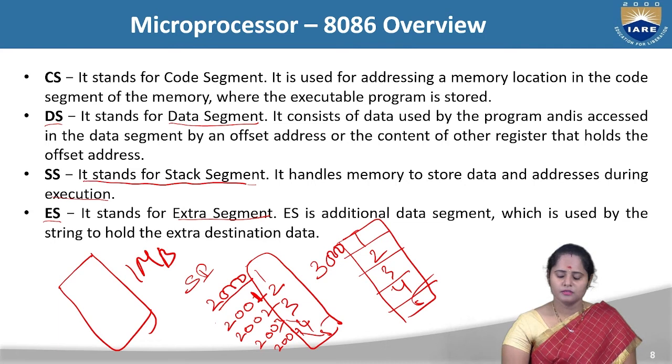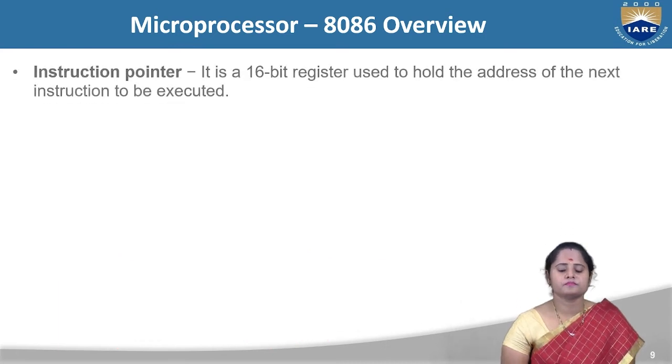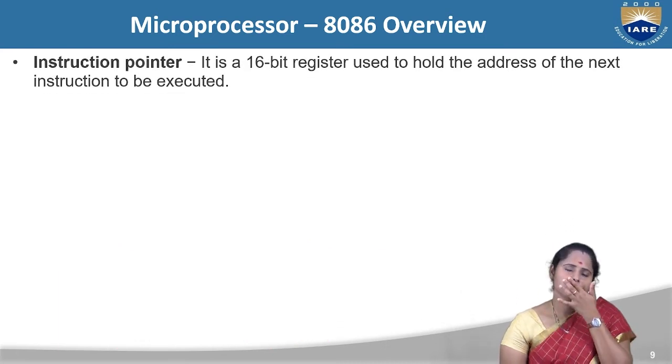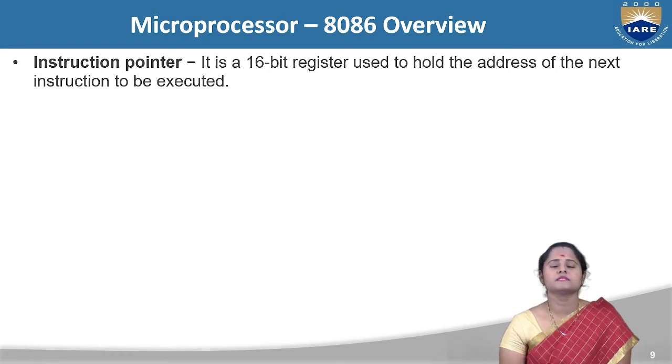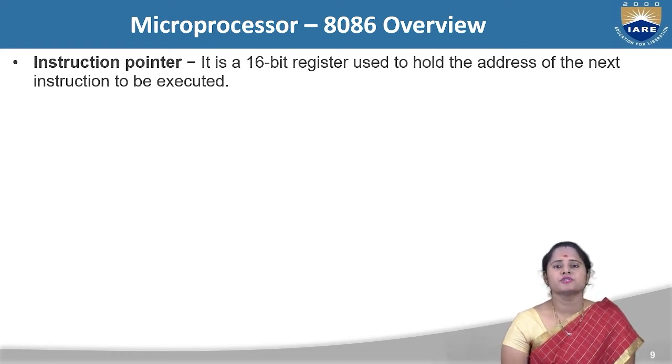So the next one is the instruction pointer. What is an instruction pointer? The instruction pointer is a 16-bit register. So actually, what is meant by an instruction pointer?